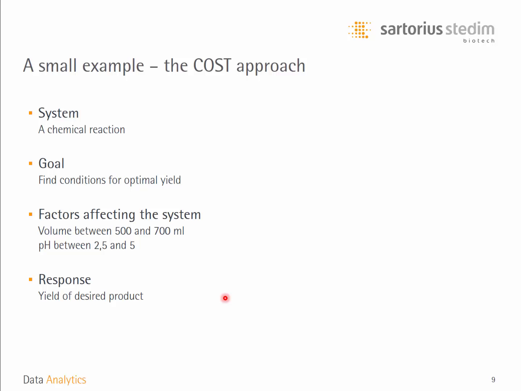And in the language used in the MODDE software, the things you are measuring to characterize the outcome of changing the factors, this is the one or more responses. And in this case, we have one single response, which is the yield of the desired product.